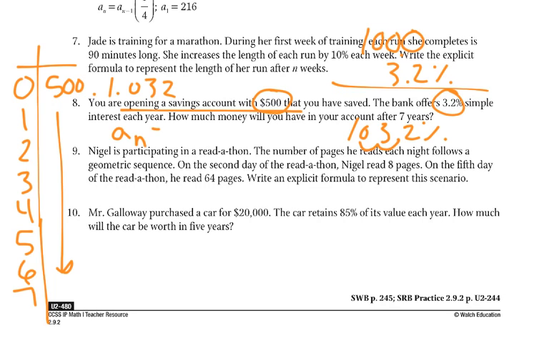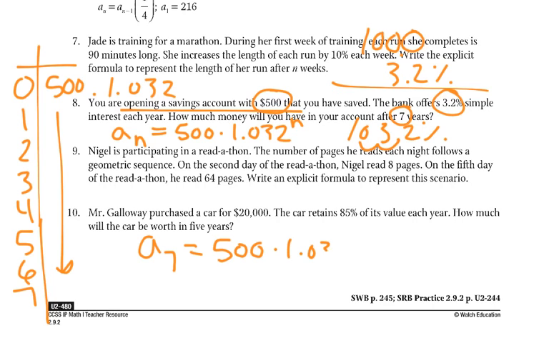So we go a sub n equals 500 times 1.032 to the n. But we want to know after 7 years, so we go a sub 7 equals 500 times 1.032 to the 7th. And then we take a calculator and we figure that out. And we would end up with $623.34. That's how much money we have in our account after 7 years. So we earned $123 just by leaving our money in the bank.